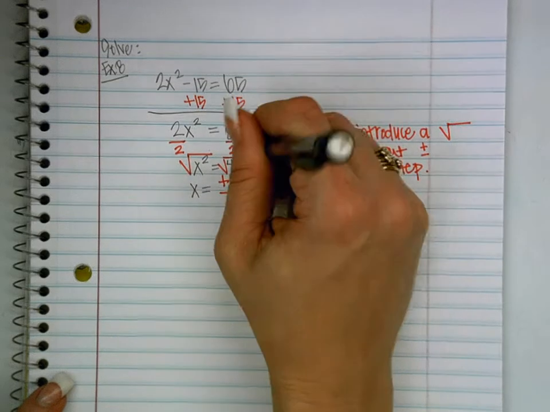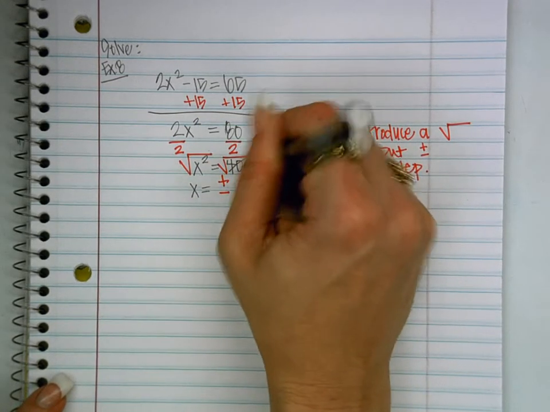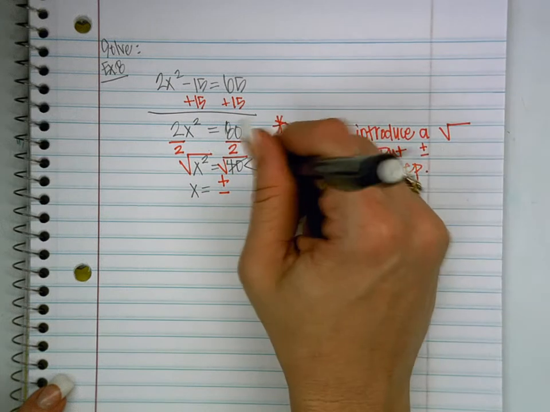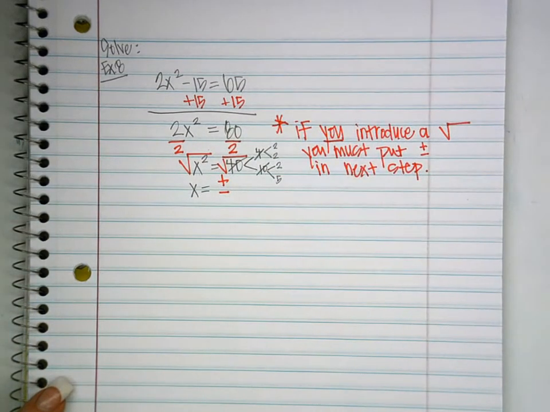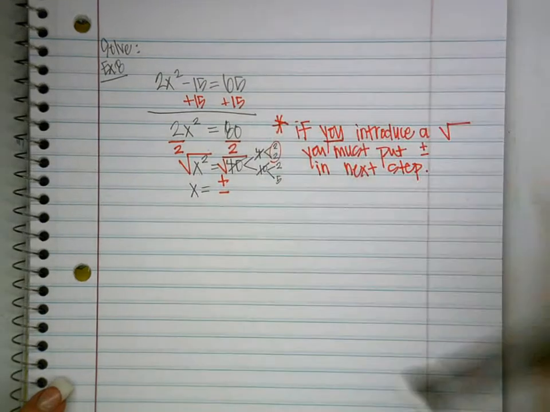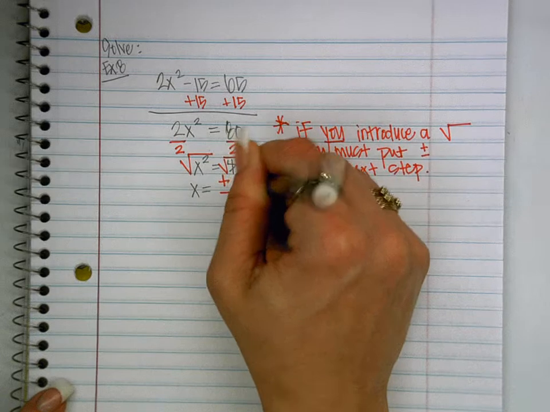40 breaks down to 4 and 10. 4 is 2 and 2. You do have to simplify these as much as possible. 10 is 2 and 5. So can I break anything out of there? 2's. Okay, this becomes plus or minus 2, and what's left behind is root 10.